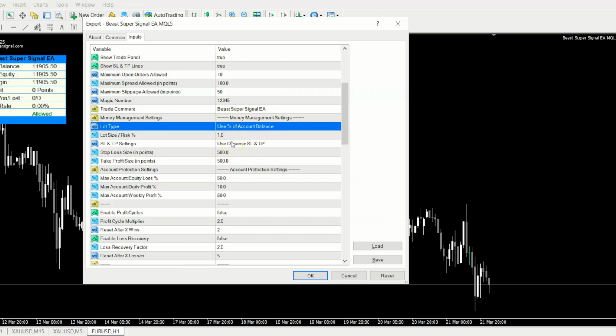I like to let the EA calculate the appropriate lot size based on my risk tolerance, for it to calculate the best lot size for that order.